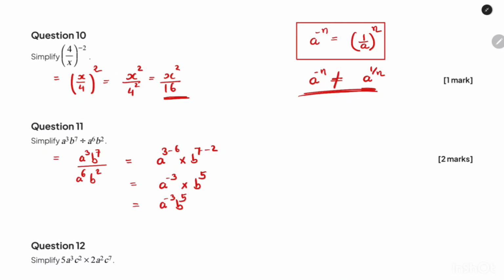Or in the exam, if they've specified to write the answers in positive powers or positive indices, then you are supposed to convert it like this. B raised to 5 will remain as it is, but this a raised to minus 3 will go in the denominator and become a raised to positive 3. If it is not specified, then this answer is also correct and this answer is also correct. I hope you are following this.